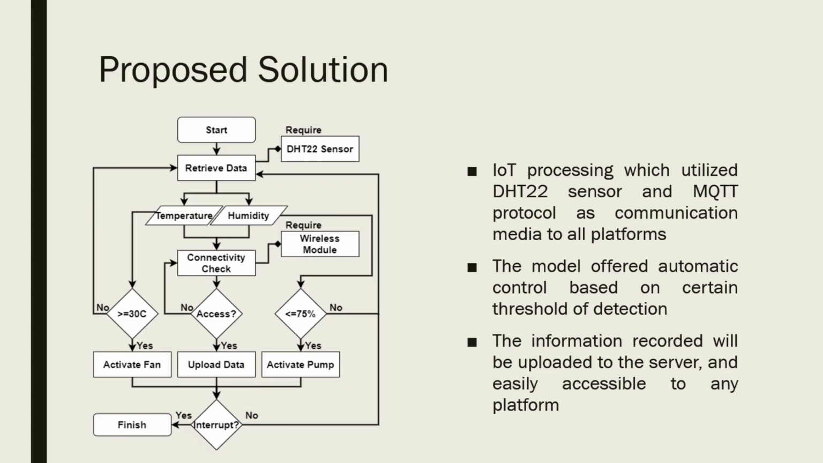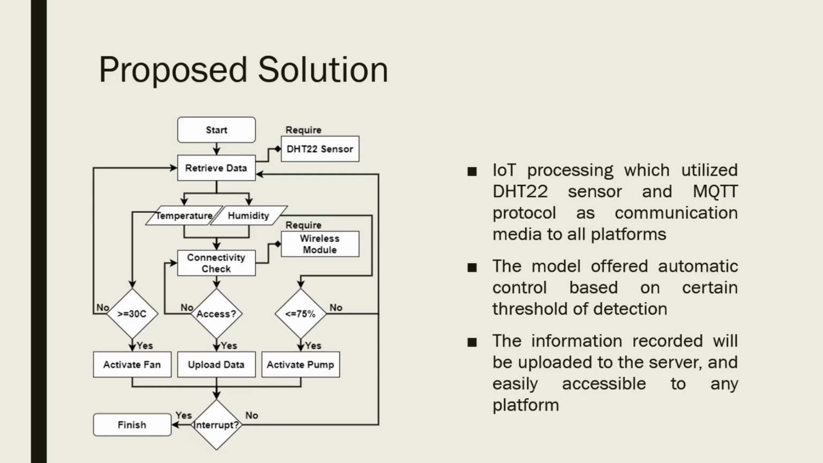This model utilizes the HT22 sensor to detect temperature and humidity inside the cultivation, and we are using the MQTT protocol as the communication medium to all platforms, especially smartphone, PC, or any web service capable of processing MQTT communication packages.